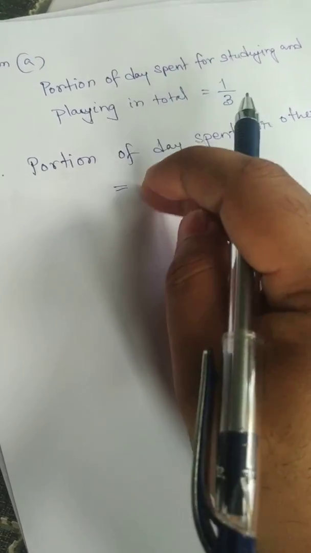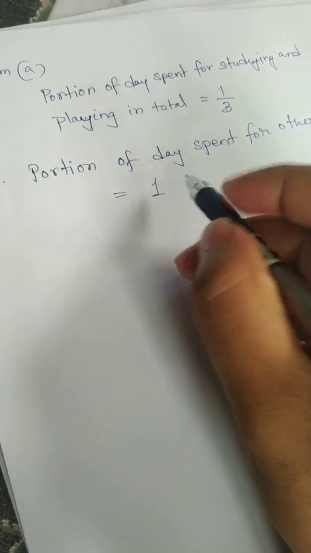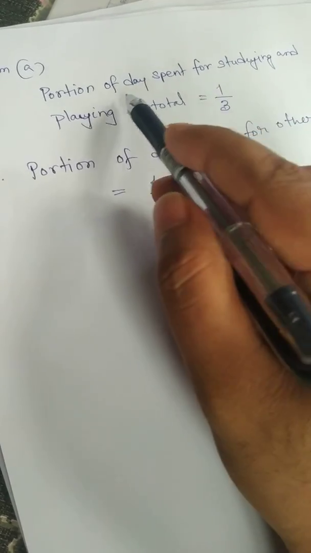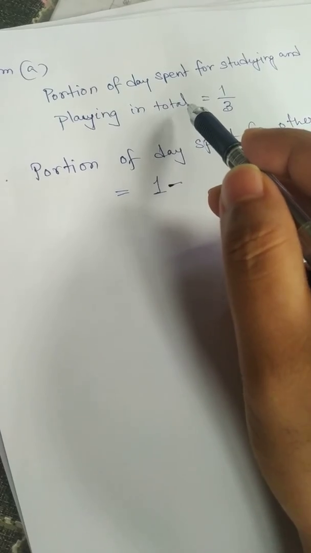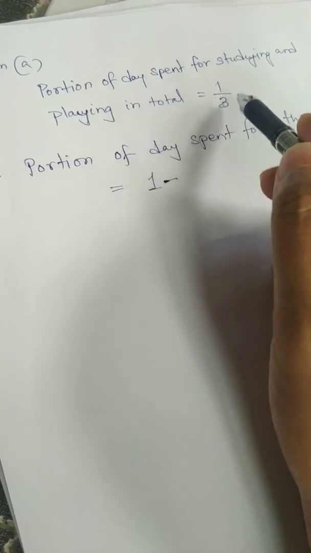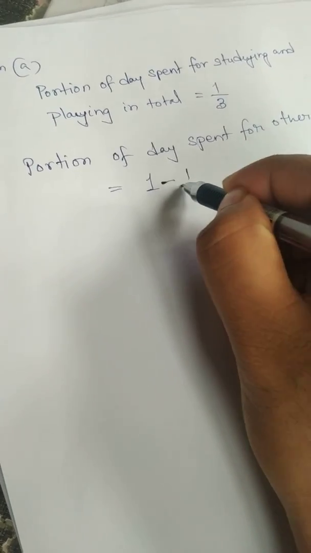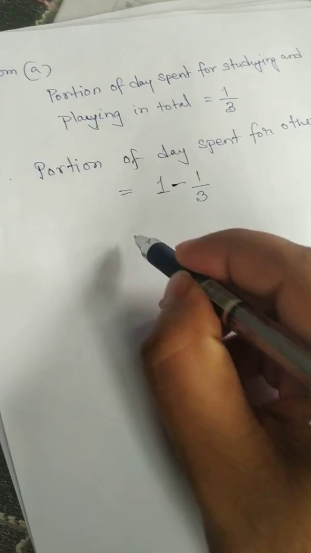This is the day, the whole day is what? 1 day, right? So we will write 1 minus the amount of portion he spent for studying and playing in total. So from 1, if we just subtract this part, we will get the portion he spent for other works. So 1 minus 1 by 3.